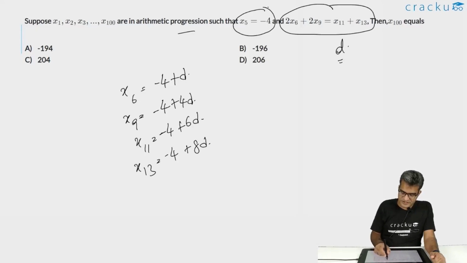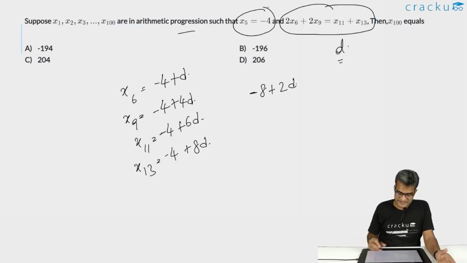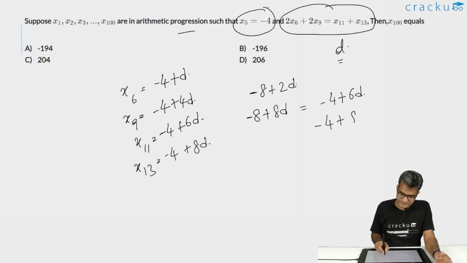Using this equation, 2 into x6 is minus 8 plus 2d, plus 2 times x9 is minus 8 plus 8d. This is equal to x11, which is minus 4 plus 6d, plus x13, which is minus 4 plus 8d. You can cancel this and this, you can cancel this and this too. So essentially the value of 4d is equal to minus 8, or the value of d is minus 2.